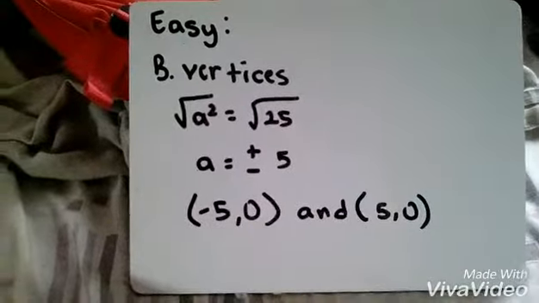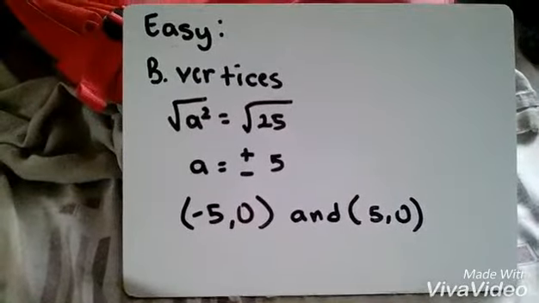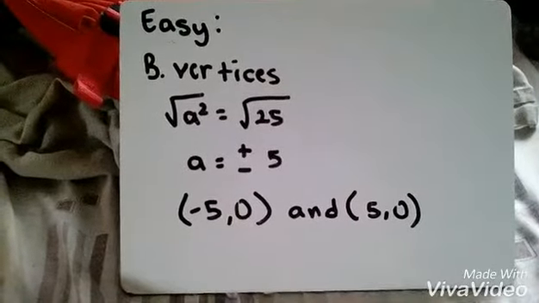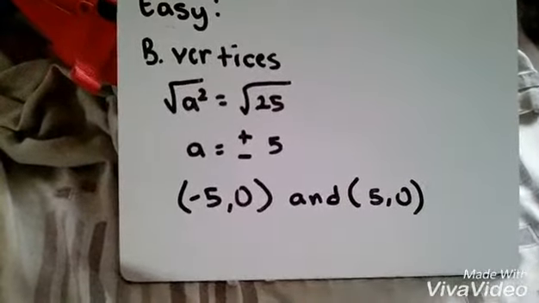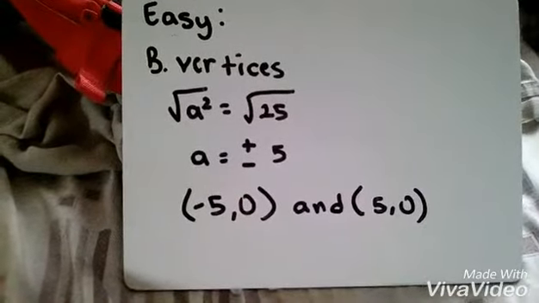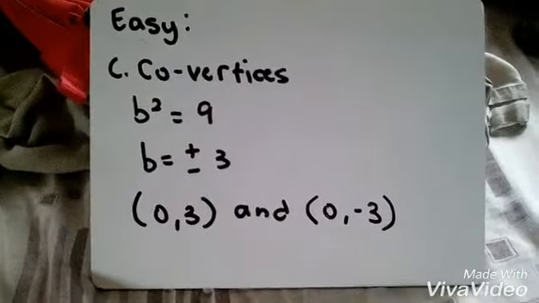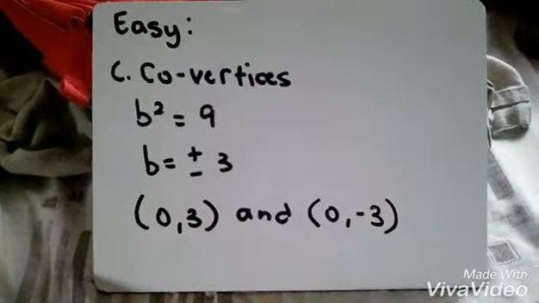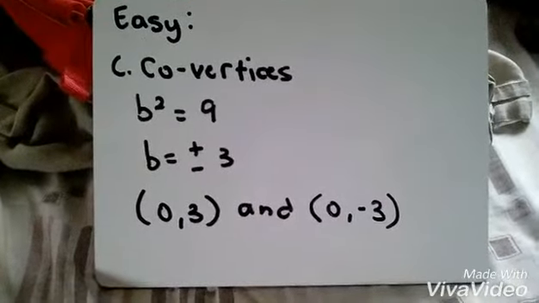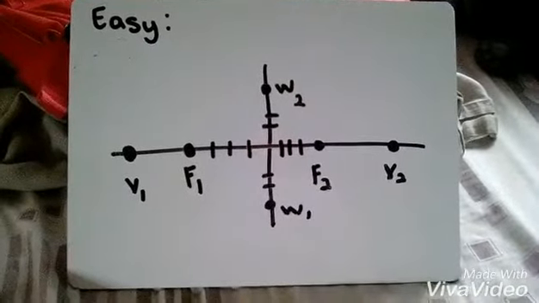To find the vertices, we only have to find the square root of a squared. a squared is equivalent to 25, so we find the square root of 25, which is 5. The answer will be positive and negative 5. In illustration, negative 5, 0, and 5, 0. Same with the co-vertices, we only have to find the square root of b squared. The square root of 9 is 3, so the answer will be positive and negative 3. The illustration is 0, 3, and 0, negative 3. It will look like this if you graph it.